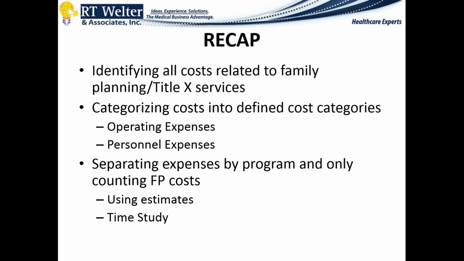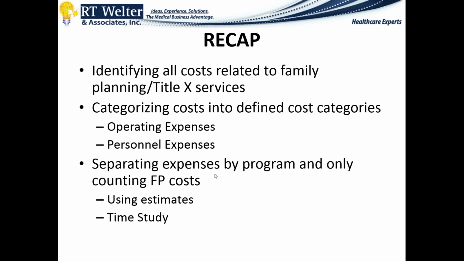To recap, we talked about in our first webinar identifying any and all costs related to family planning in Title X. So really looking at that on a very granular level, and then taking those costs and categorizing them into defined cost categories, such as operating expenses, personal expenses, provider-specific expenses. We talked about all of those different options for your cost categories.